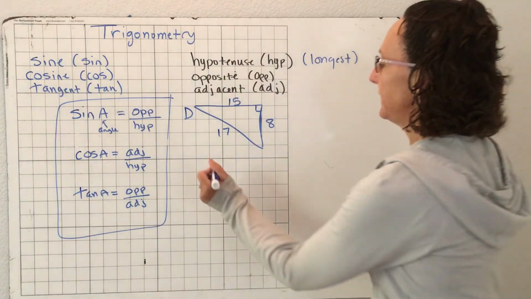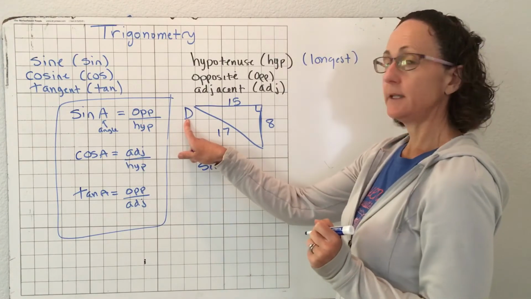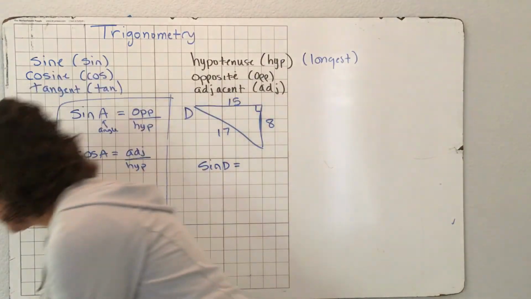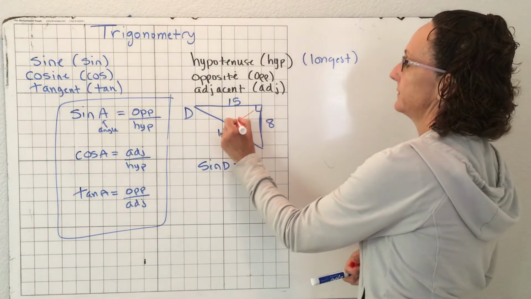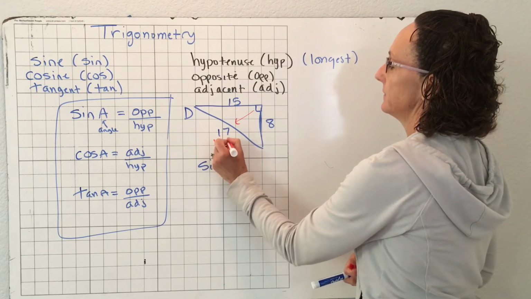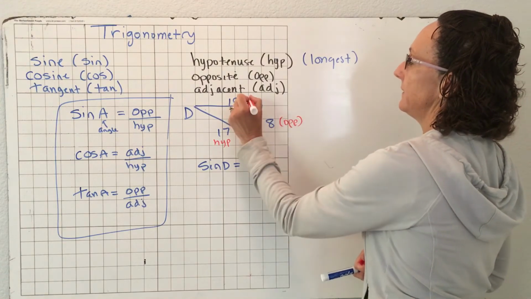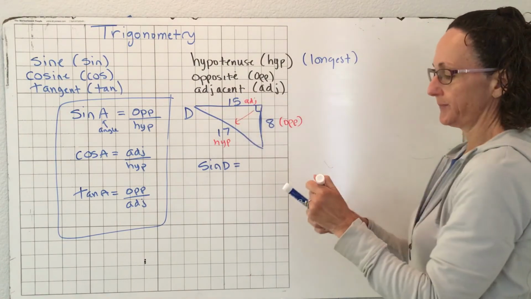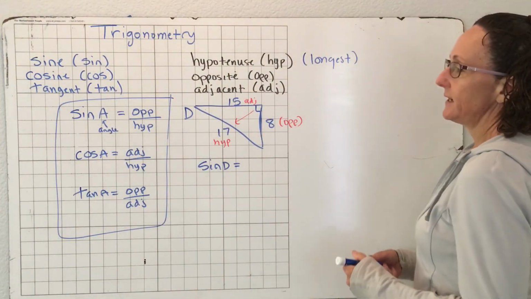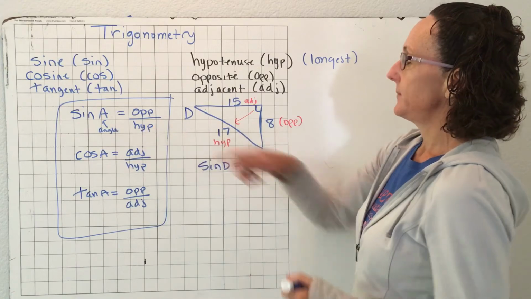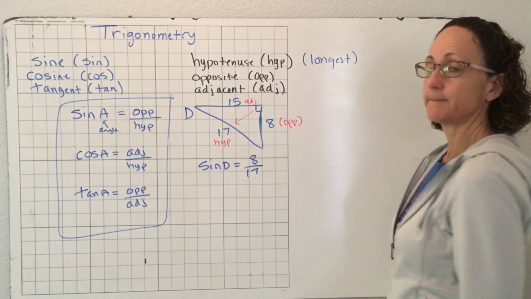Again, it says, what is the sine of D? D's over here now. The first thing I always want you to do is decide what these sides are called. Across from the 90 is the hypotenuse. Across from the angle is the opposite, and this one will be the adjacent. Remember, the hypotenuse is always the longest one, so that's also really good help. The sine of an angle is the opposite over the hypotenuse. So from D, the opposite is 8, the hypotenuse is 17.